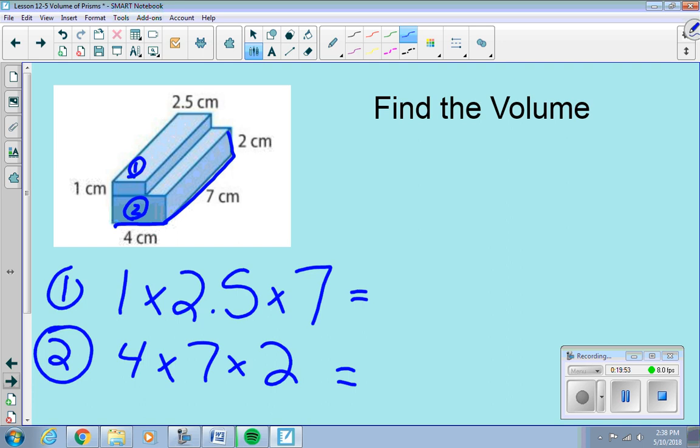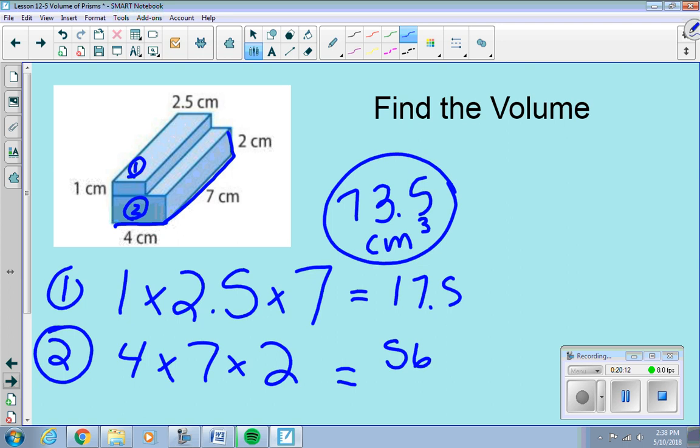So this one, I believe, is, let's see, 3, is it 7? This is 17.5. And this is 28 times 2 would be 56. 73.5 centimeters cubed. This would be the answer.